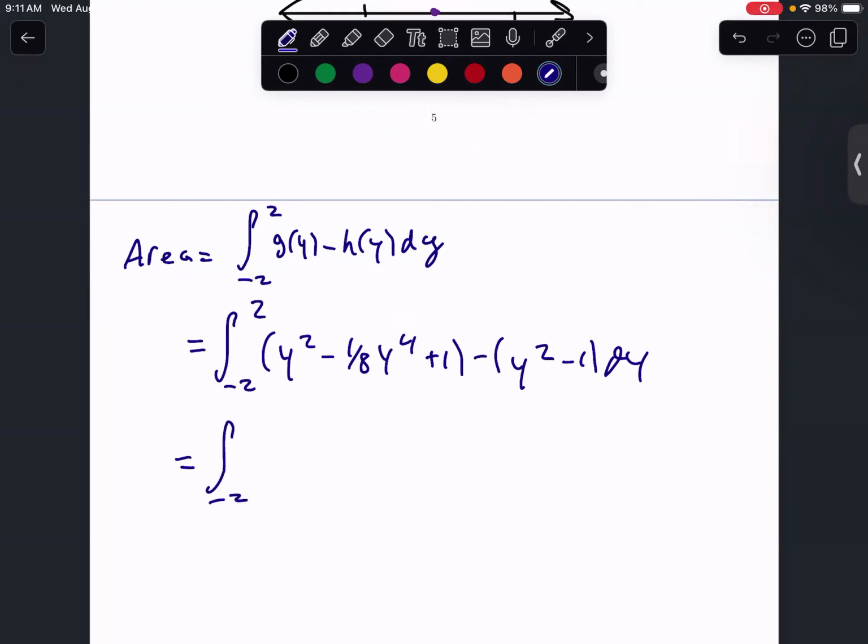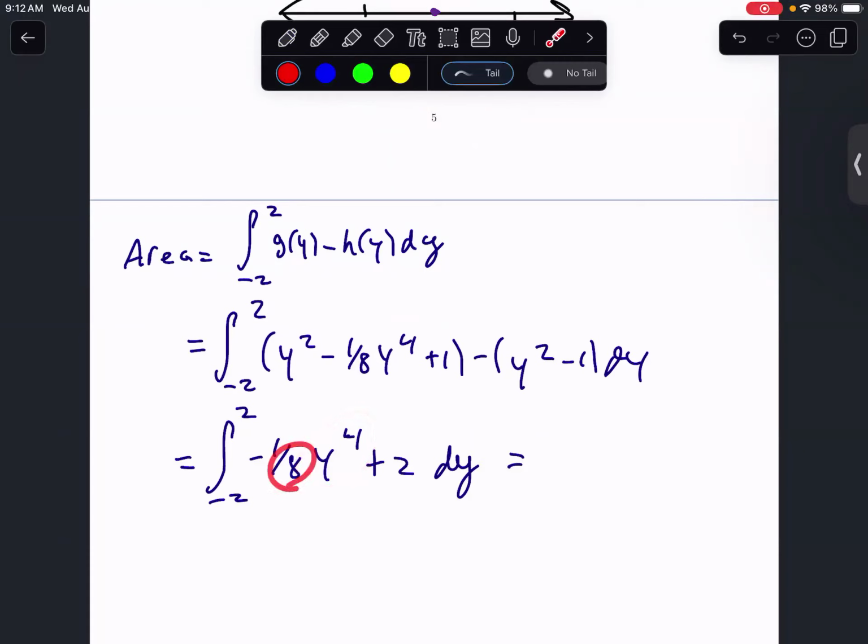So again, it's about setting up the integral. That's the hard part. So we have y squared minus y squared. Those terms cancel out. You get minus 1/8 y to the fourth power, and then plus 2 dy. And so now if you integrate this, you raise y to the fifth power, and then you divide by 5. So you'll have an 8 times 5.